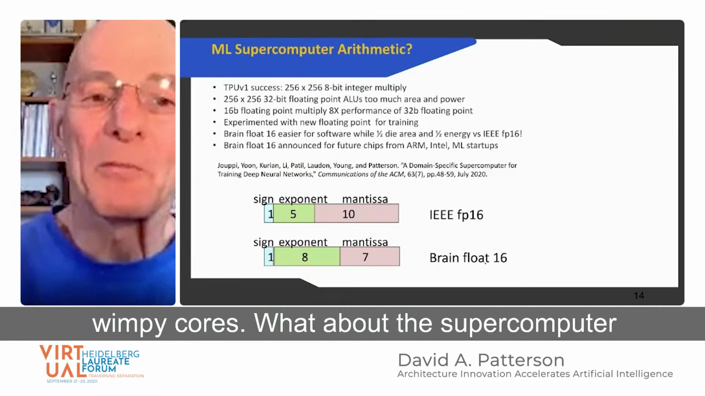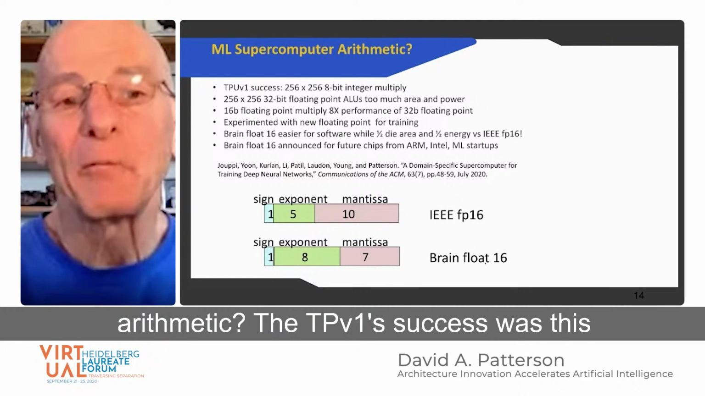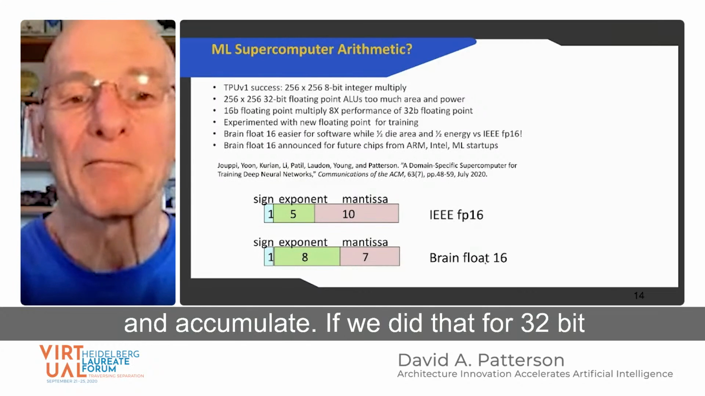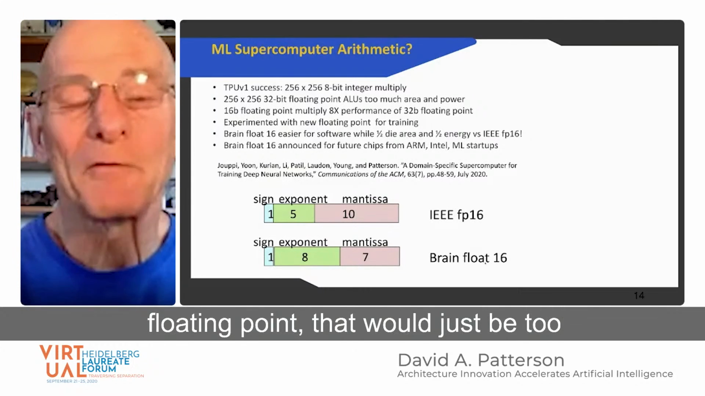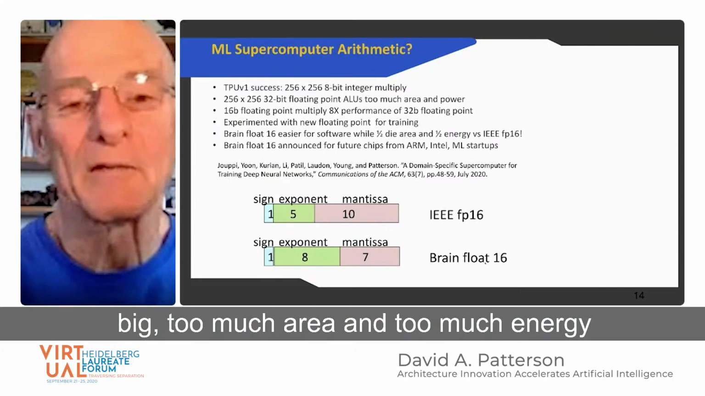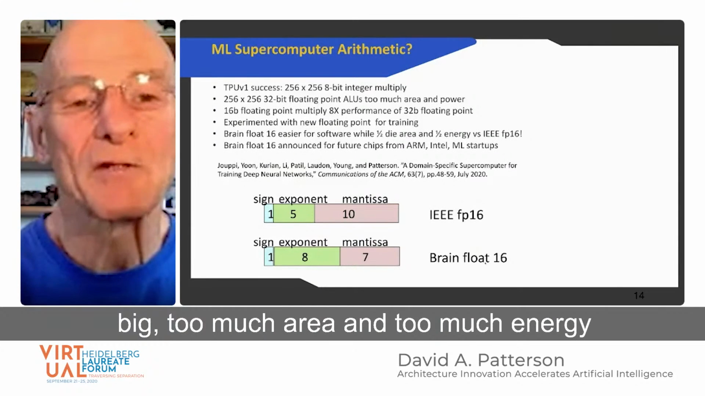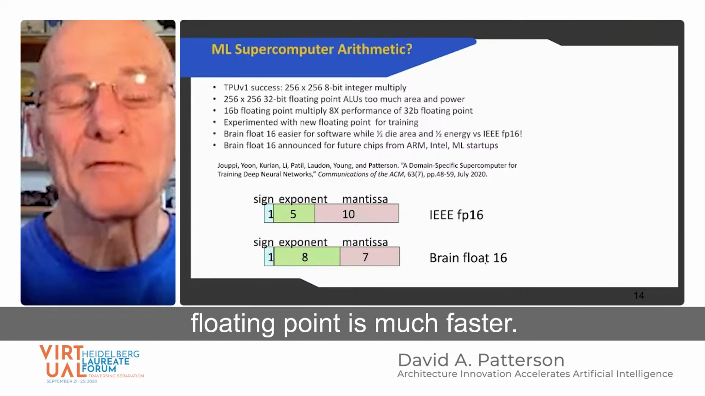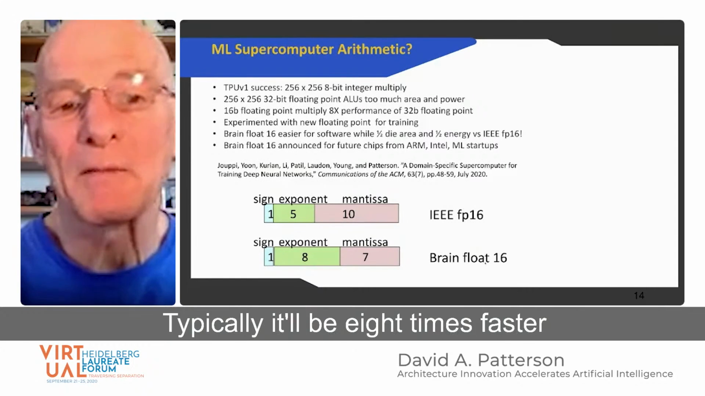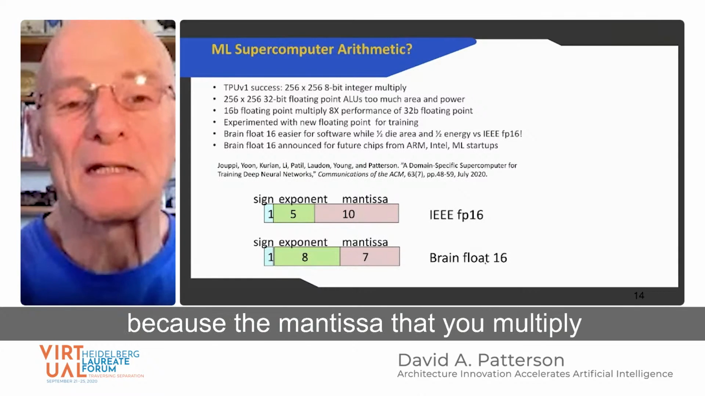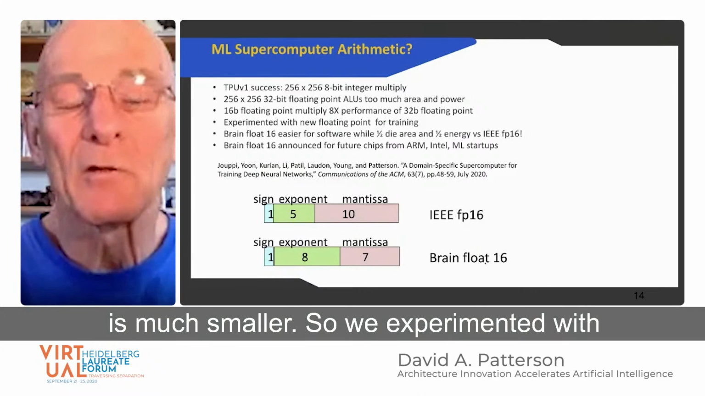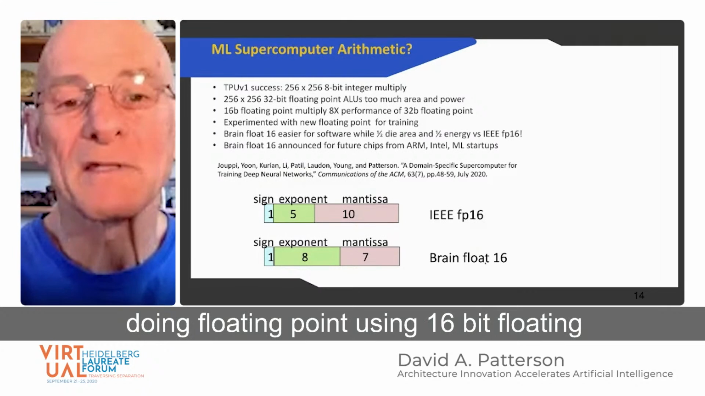What about the supercomputer arithmetic? The TPU v1 success was this 256 by 256 8-bit integer multiply and accumulate. If we did that for 32-bit floating point, that would just be too much area and too much energy to do on a single chip. And 16-bit floating point is much faster. Typically, it would be 8 times faster because the mantissa that you multiply is much smaller. So we experimented with doing floating point using 16-bit floating point.